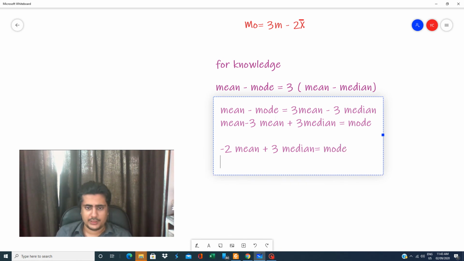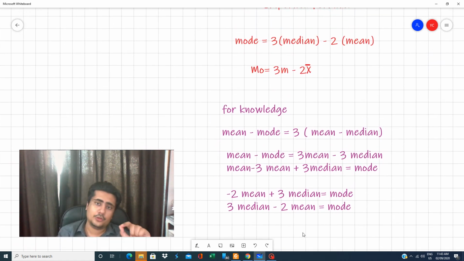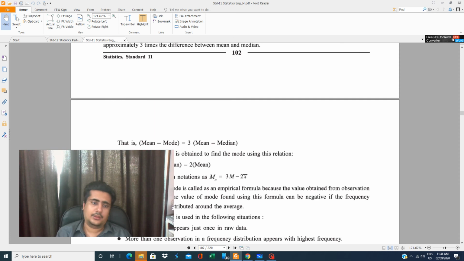Now if you arrange this in a proper order, it's 3 median minus 2 mean is equal to mode. So mode is 3M minus 2x bar. So we found this formula. I told you that this formula should be used in three conditions: when the highest frequency is in the first or last class, when the highest frequency is repeated, or if classes are unequal.